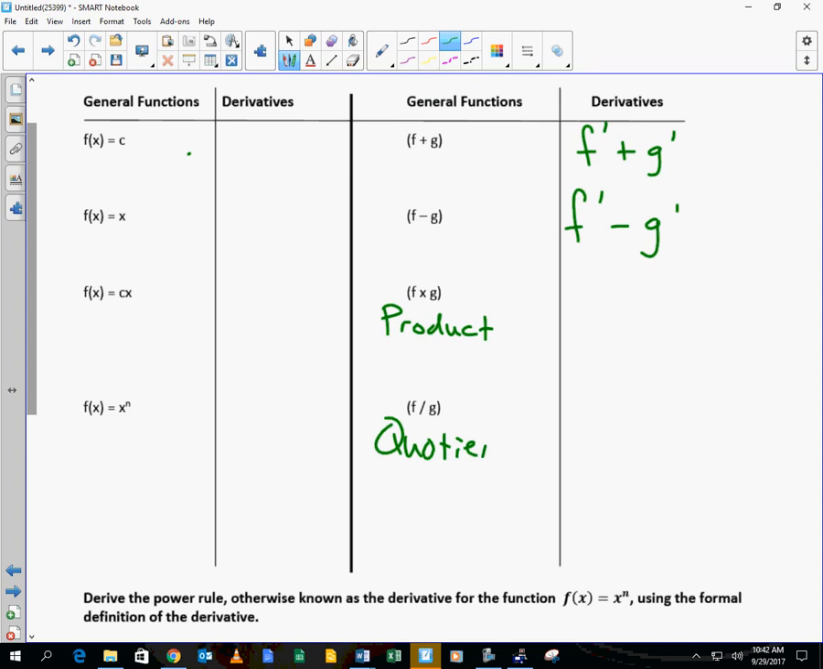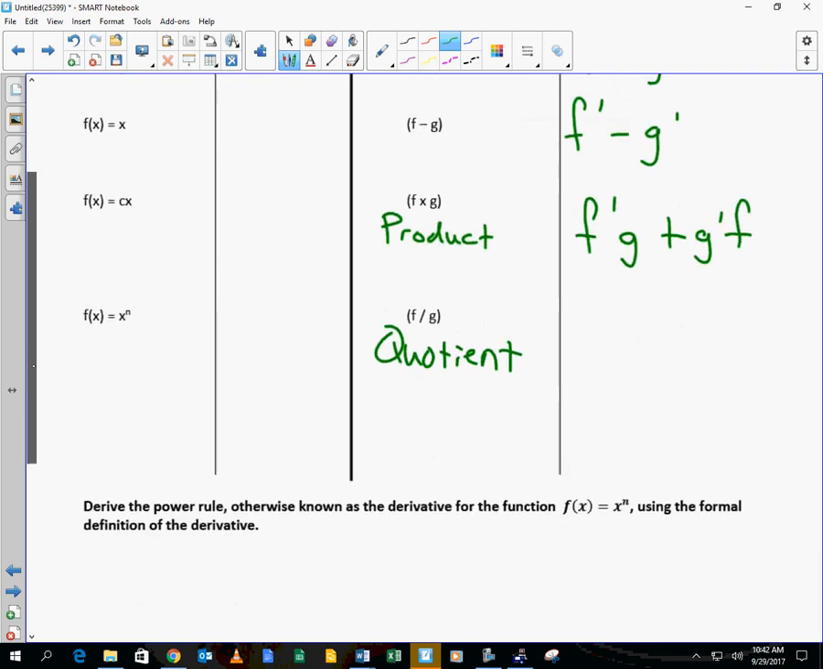So we have a product rule, and we have what we call a quotient rule. These you have to memorize for the test. I will not give these to you for the test. The product rule is F prime times G, which means the derivative of the first function times the second function left alone, plus the derivative of the second function times the first function left alone. If you would like to see the proof, come see me after school. I'd be happy to show it to you.